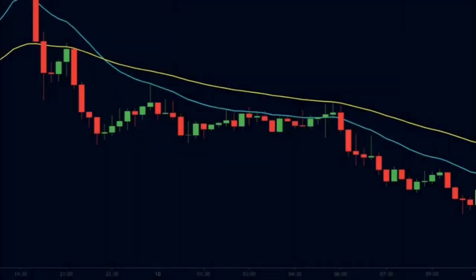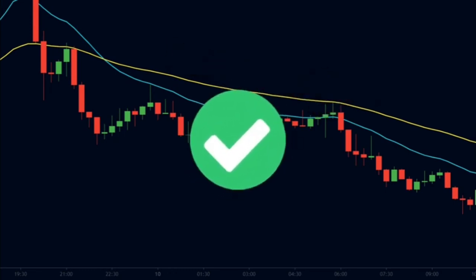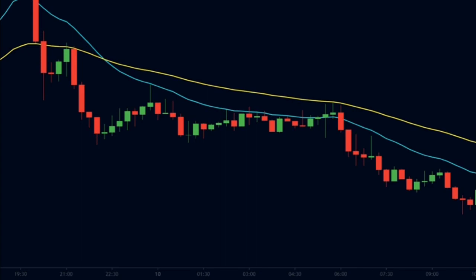To sell, we first need to make sure that we are in a downtrend. So, we first look at the moving averages. For a selling opportunity, we want the 20 EMA to be below the 50 EMA. The price should be below both the moving averages and the moving averages should be sloped downwards. All of these conditions are met on this chart. Hence, this is a valid downtrend.